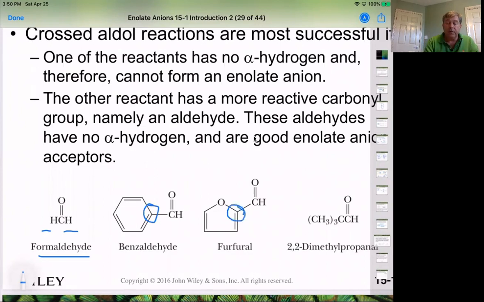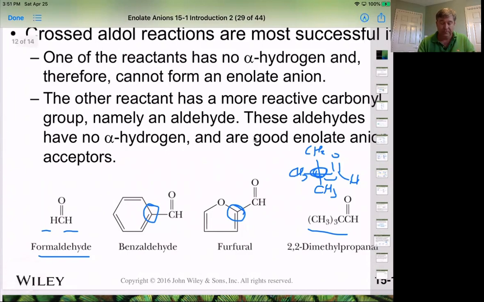In this case, we're using a different aromatic compound that also has no alpha hydrogens. And in this case, we're using a t-butyl group on our aldehyde here, such that there are no alpha hydrogens. These are all CH3 groups right here. Because there are no hydrogens on the carbon right next to the carbonyl, it cannot form an enolate. Therefore, it can only act as the one being attacked by an enolate.